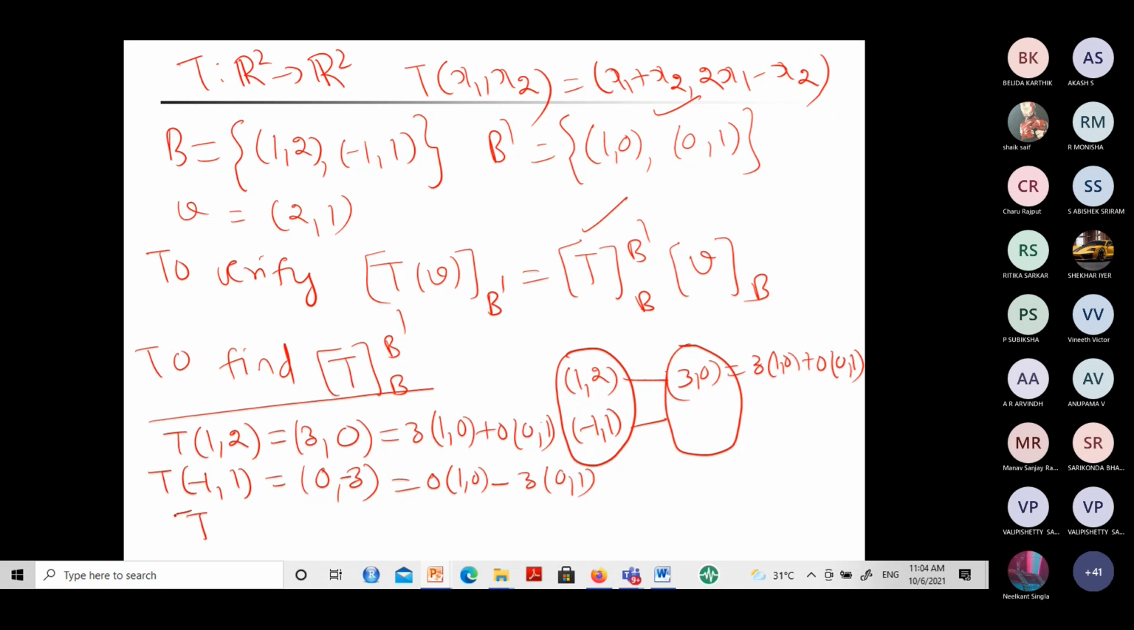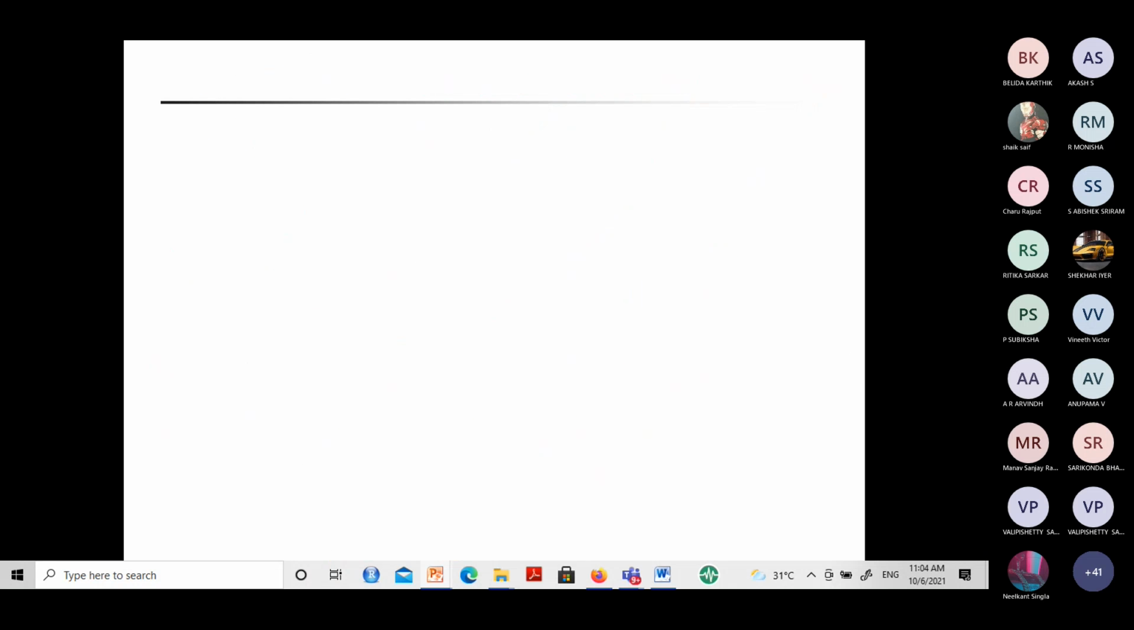So what is T from B to B dash? (3,0) is the first column, and the second column is (0,-3). So this part is over. Let us find v with respect to B now. What do I mean by that? I should write (2,1) as a linear combination of the basis B, (1,2), (-1,1).